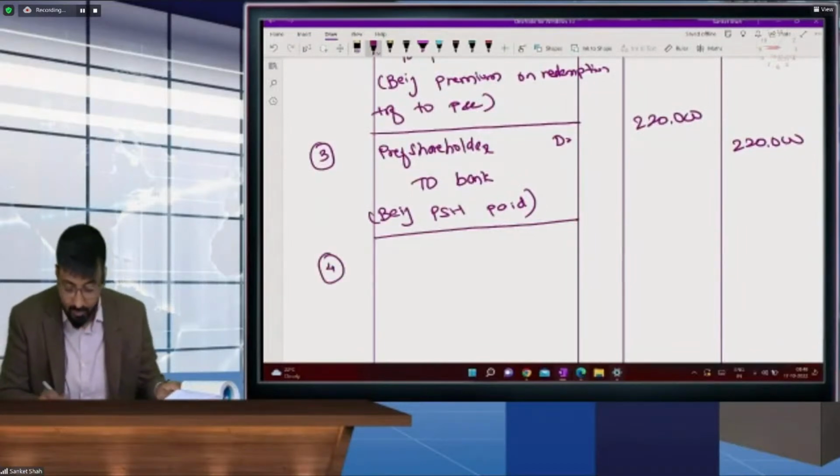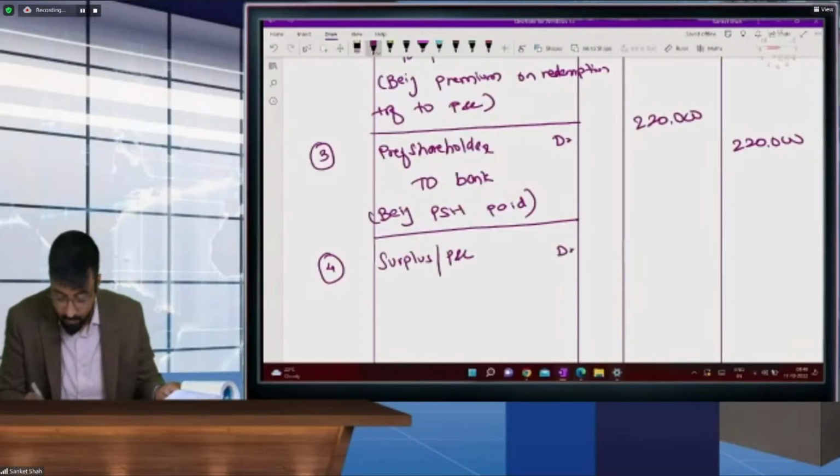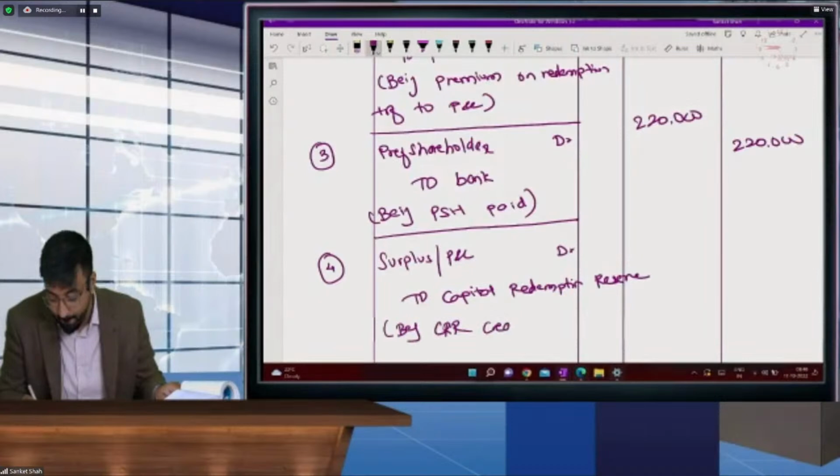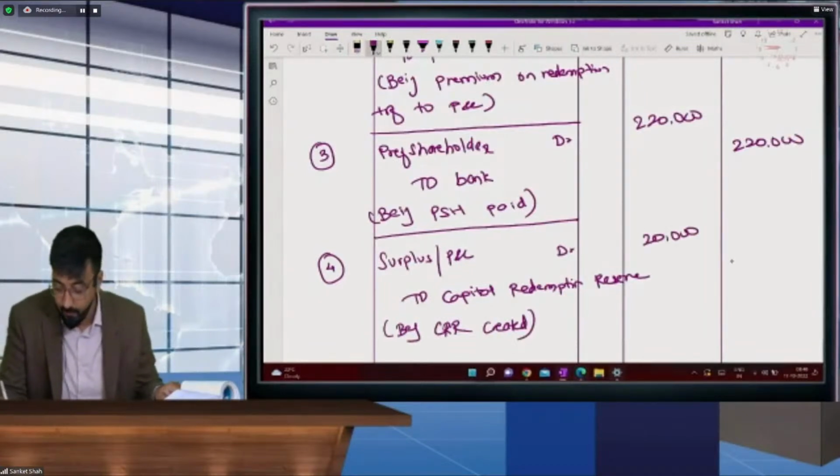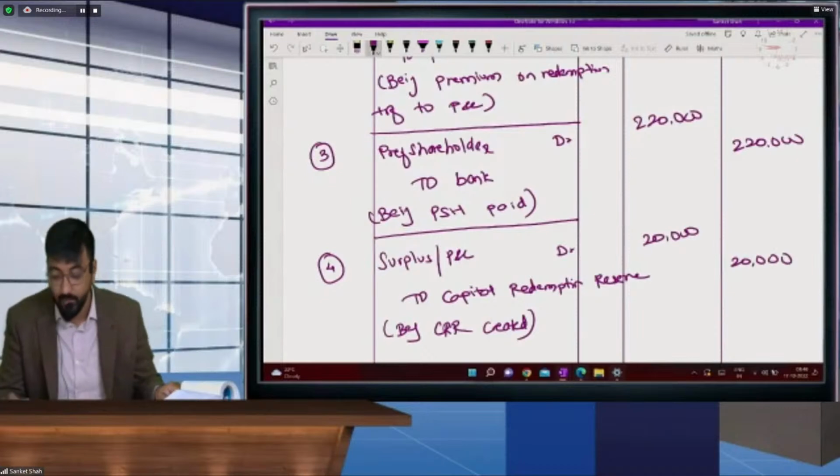Fourth entry, surplus or P&L account debit to capital. In exam you have to write full, capital redemption reserve. In narration you can use shortcut. Being CRR created, 20,000.